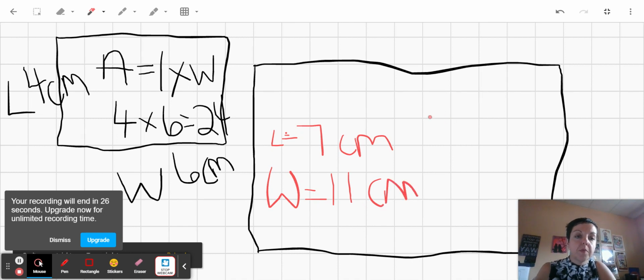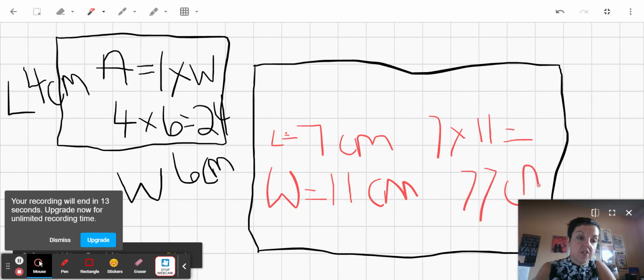And then we multiply that together, 7 times 11. And I know that is going to be 77 centimeters squared. Okay, so that's how you calculate the area of a rectangle or a square. All right, have fun with it.